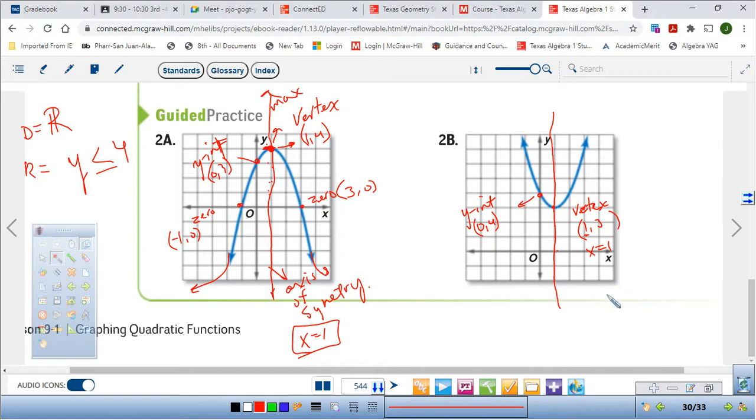You know what? There are no zeros here. I'm going to go put zeros and a. It does not cross the x-axis, so no zeros on this one. Axis of symmetry, right here, this line goes up and down, where x is equal to 1. Why is that vertex? This is a minimum, okay, because it's opening up. This is a maximum. And you know what? We'll stop there for today.